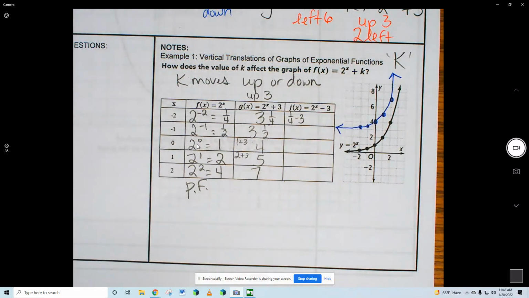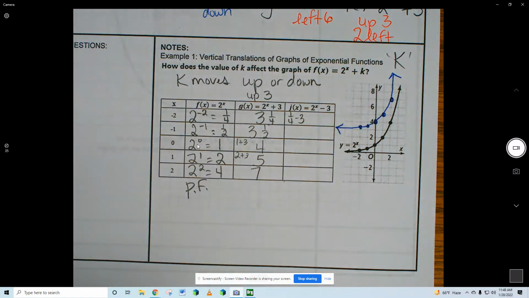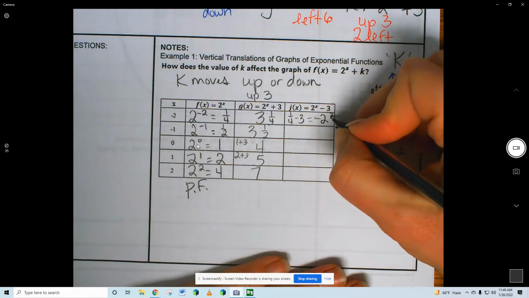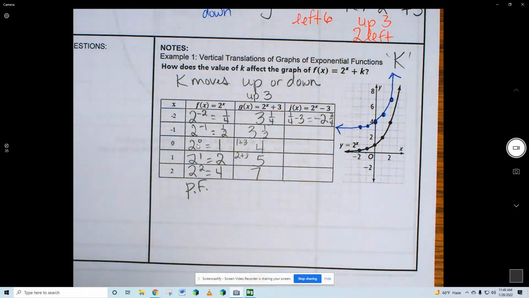How good are you at fractions? 1/4 take away 3. -2 and 3/4. Yes, that is right. I'm literally correct. Oh, no.